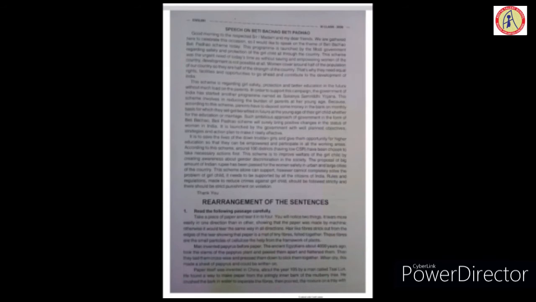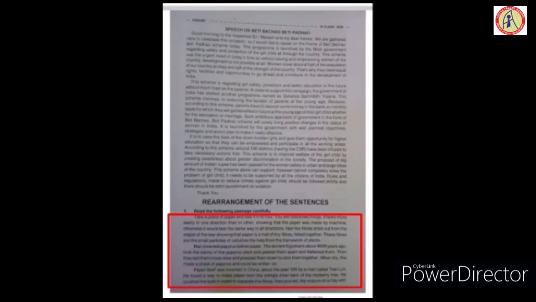Next is rearrangement of the sentences, which is nothing but jumbled statements. Here is a passage given to you. Read the passage carefully. Take a piece of paper and tear it into four. You will notice two things. It tears more easily in one direction than in the other, showing that the paper was made by machine. Otherwise, it would tear the same way in all directions.